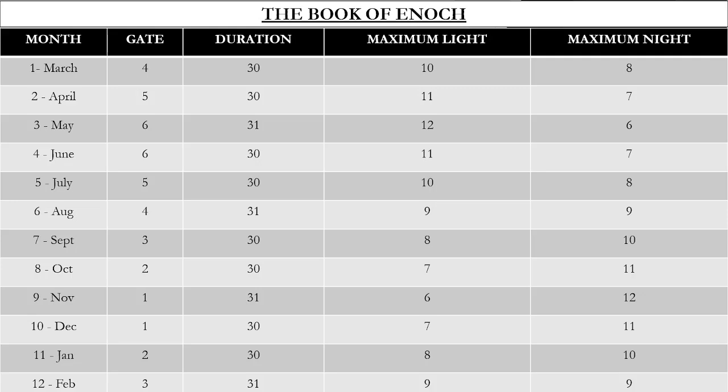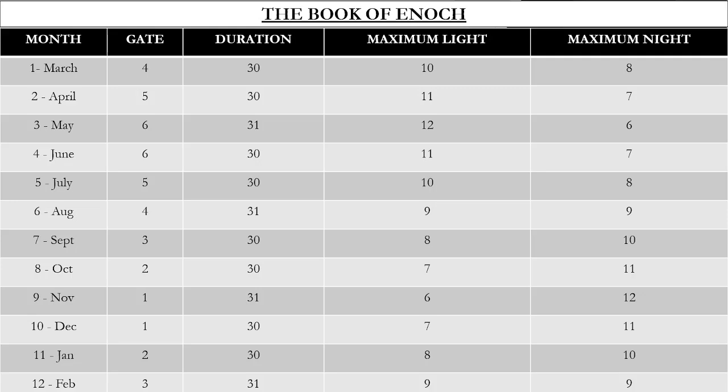In the month of July, you are in the 5th gate, duration 30 days, maximum light 10, maximum night 8. If you notice, the numbers are about to descend now, and the reason is because we're going towards the fall. That's why in August, the sun is in gate number 4. The duration is 31 days. Why? There's an intercalary day there indicating that we are moving from the summer season into the fall season. Maximum light is 9. The maximum night is 9.